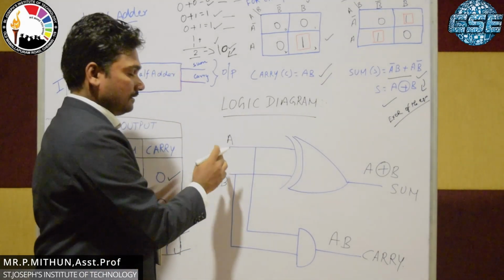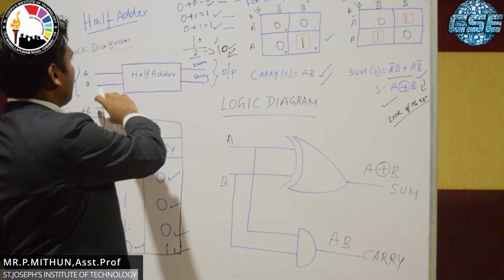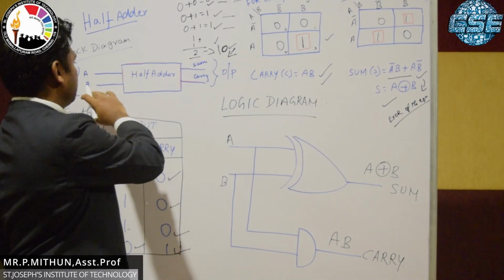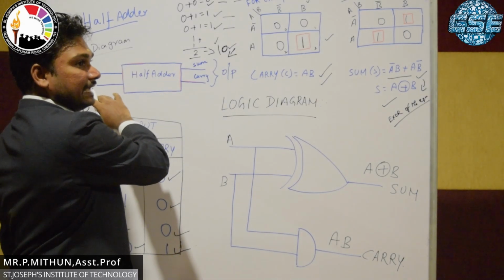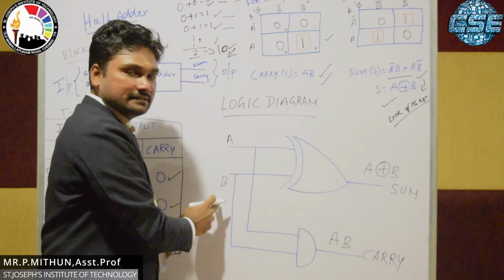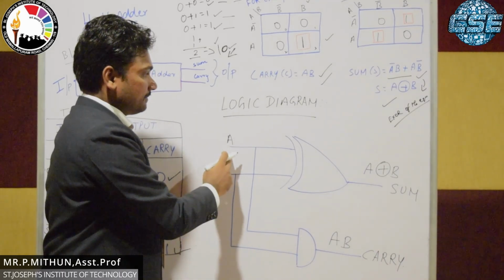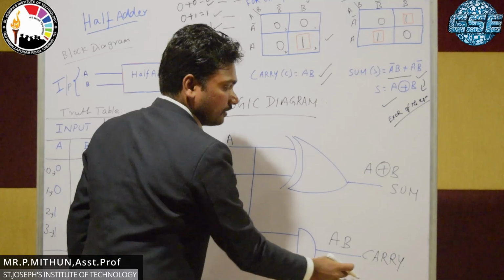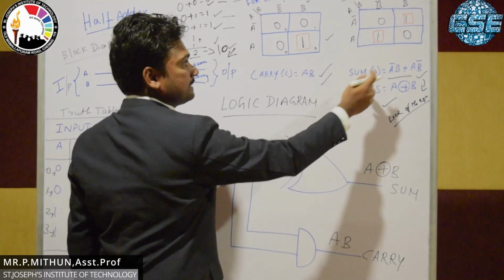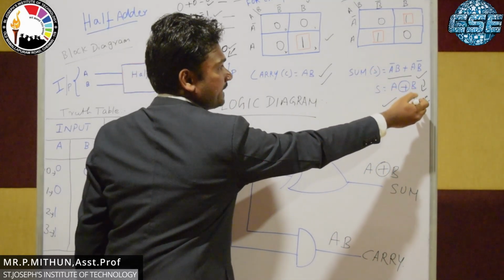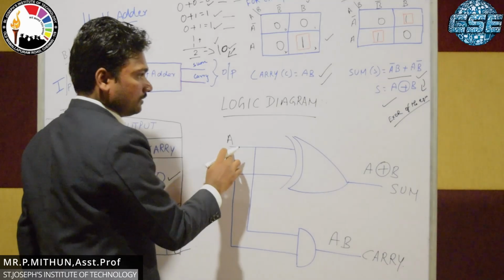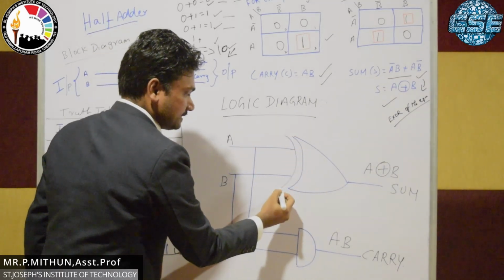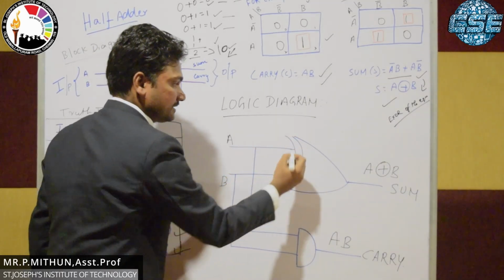So we already know that the block diagram of the half adder represents the two input variables, A and B. So this is A and this is B. From that, first we want to map the sum, followed by the carry. So sum is A XOR B. A input is taken out, and the second one, B input, is taken out.